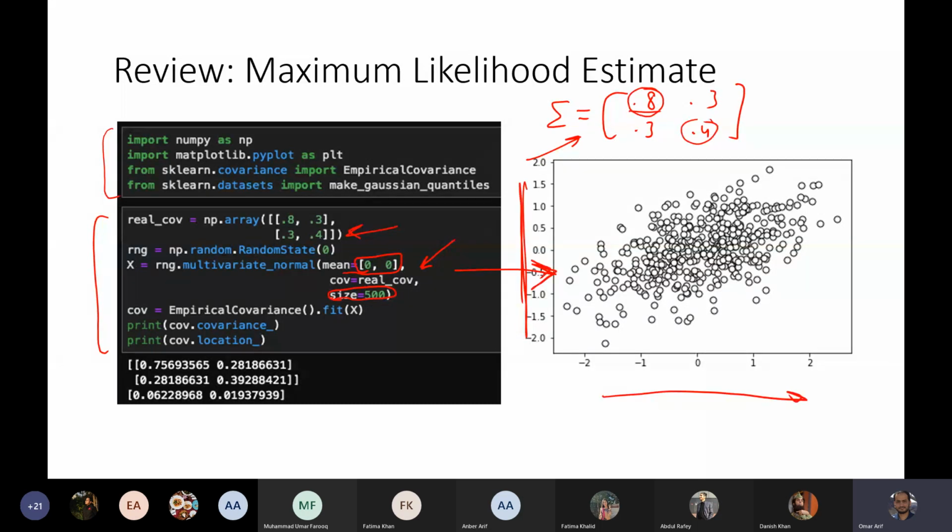Secondly, this 0.3 denotes that the correlation between the first and the second axis is 0.3. If, for example, it was minus 0.3, then you would get a shape something like that. Right now you are getting a shape which is like this.